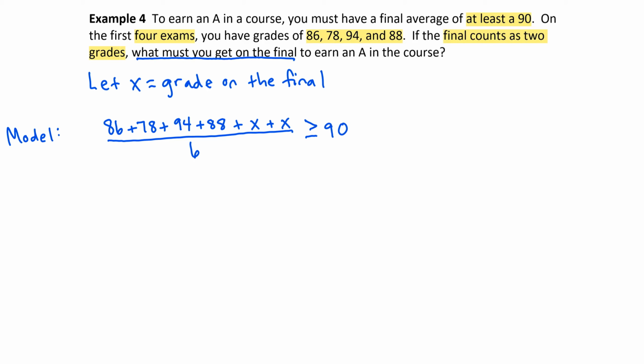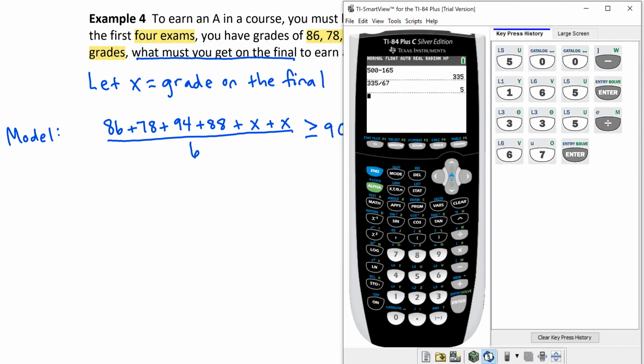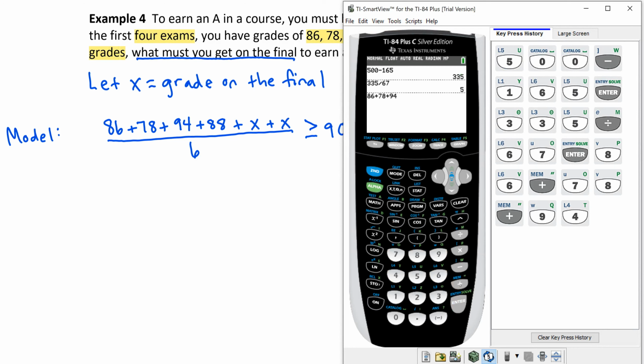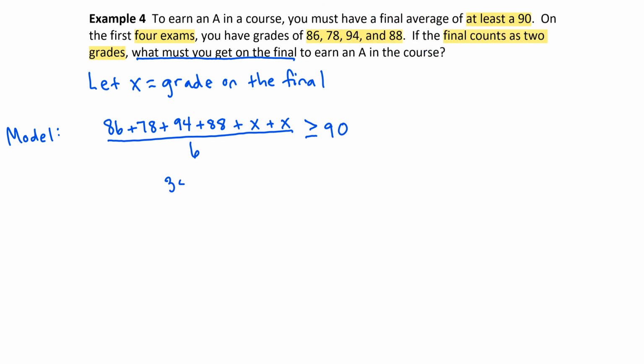So I'm going to begin by adding up those 4 grades. I'm just going to use my calculator to do that. 86 plus 78 plus 94 plus 88 gives us 346. So we have 346. We'll go ahead and combine like terms here and call that 2x divided by 6 is greater than or equal to 90.